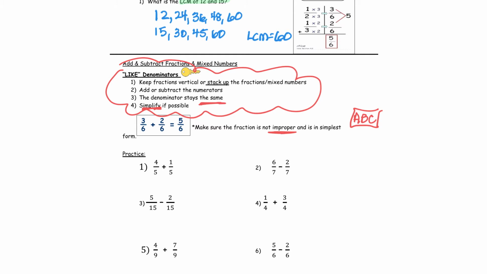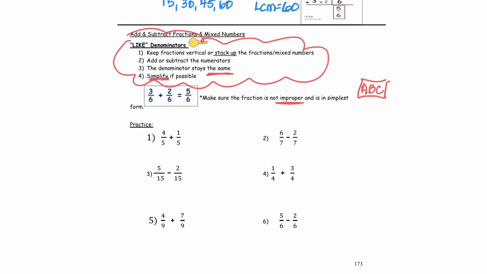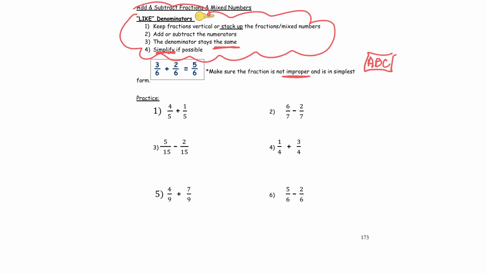Let's take a look at number 1. 4/5 plus 1/5. I can just keep these horizontal. I keep my denominator the same. We don't add the denominators, by the way. We do add the numerators. 4 plus 1 is 5. 5 over 5 is equal to 1 whole, and you are done.